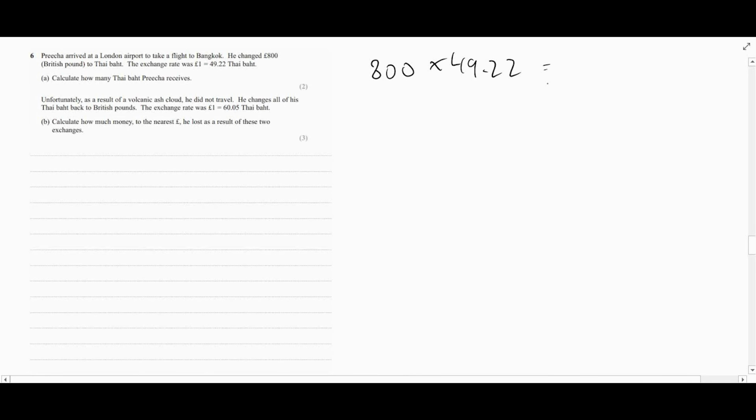And if you do the sums, you basically get this number, 39,376 Thai baht. Now you need to bring it back into pounds. So here you have to decide what exactly you're doing. 1 pound gives you 60.05 baht. What would you have to do to the number you calculated? Is the first number even relevant? If you decided on dividing it by the new value for the Thai baht, you'd be correct.